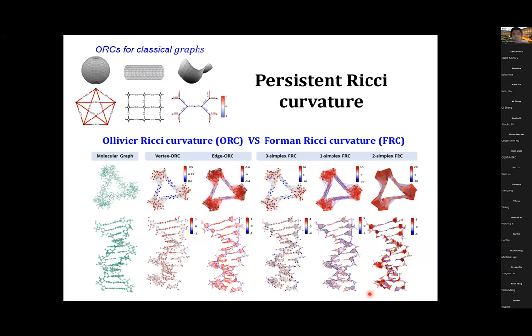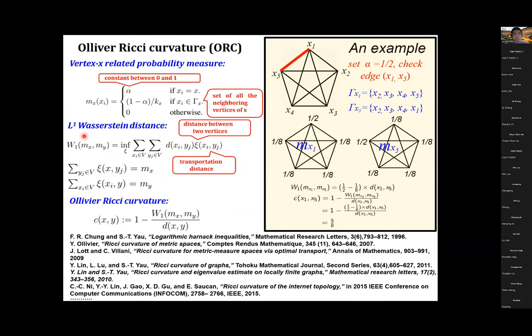So the Ollivier Ricci curvature is computed based on the L1 Wasserstein distance. Here we use the Ollivier Ricci curvature with idleness, which means that for each vertex on a certain graph, we assign a certain mass on X, and we distribute it to the neighbors of X. So here we consider a curvature with idleness.